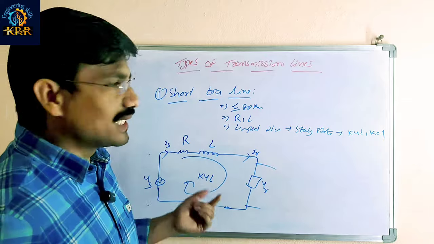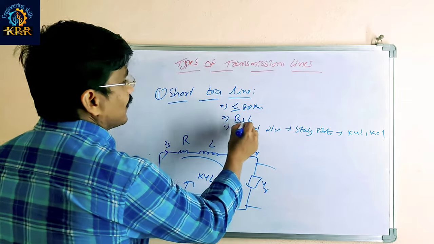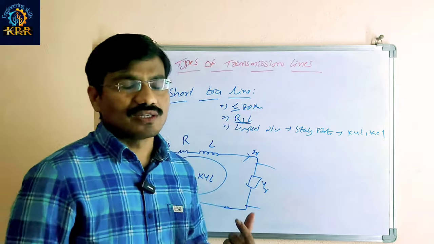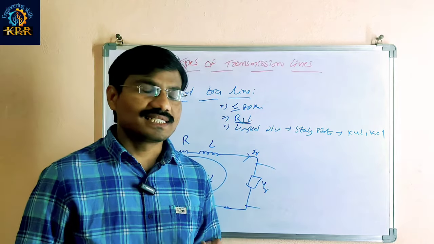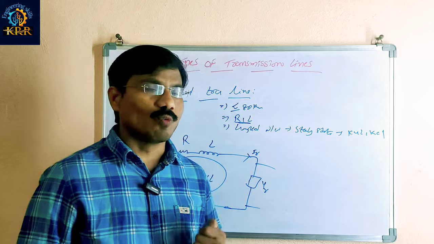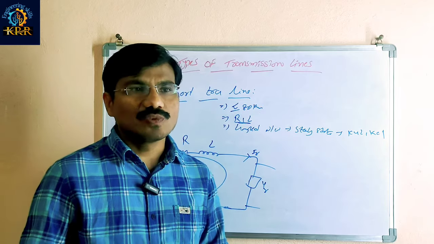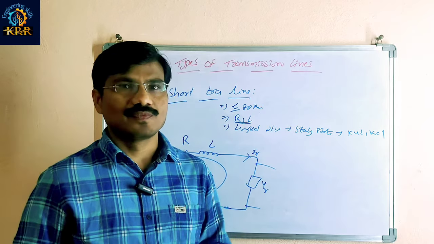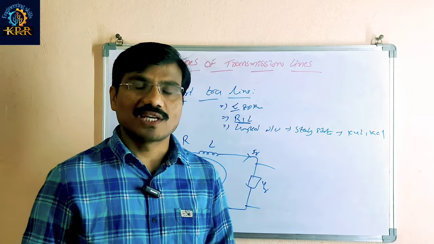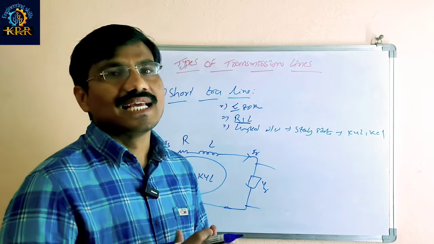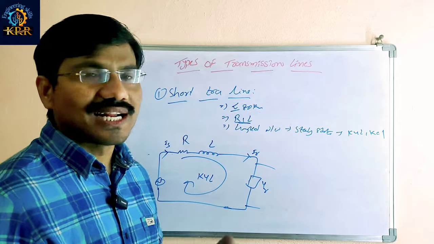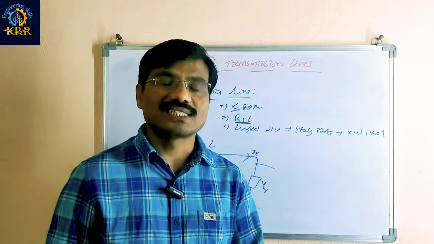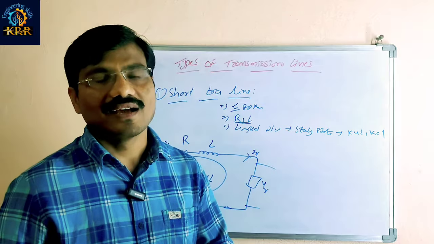In the short transmission line, only resistance and inductance are present. Why? Because in short transmission lines, the capacitance value is assumed to be zero. Why? Because the length of the transmission line is small, so the capacitance value is assumed to be zero. That's why we neglect it. Here in the short transmission line, only resistance and inductance come.